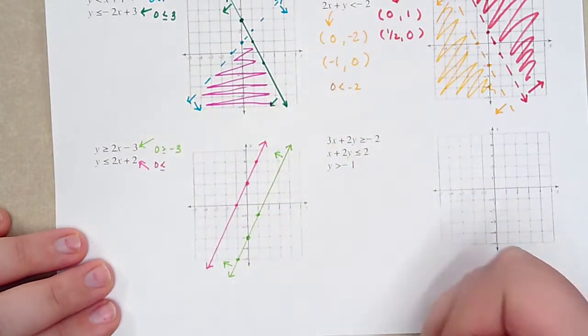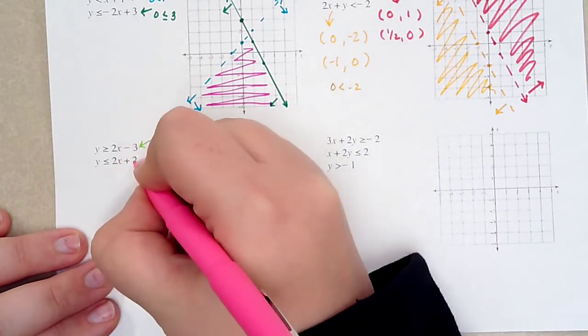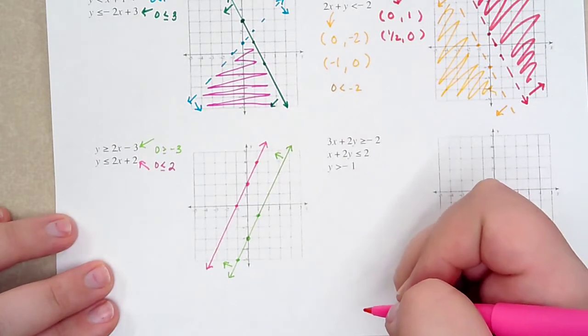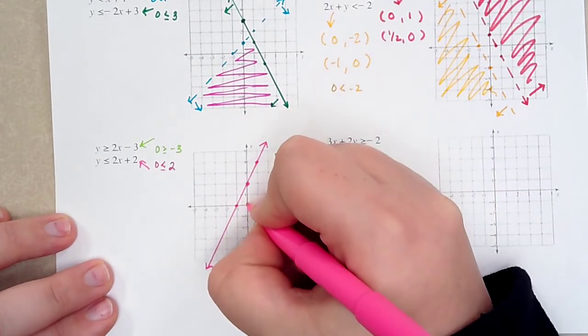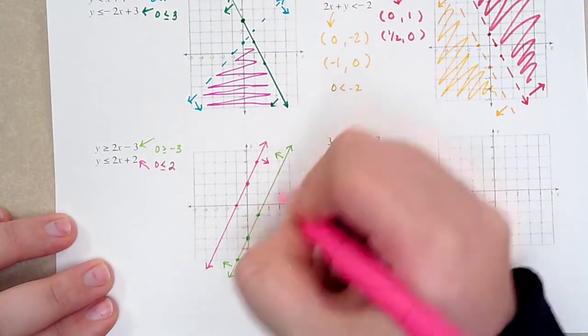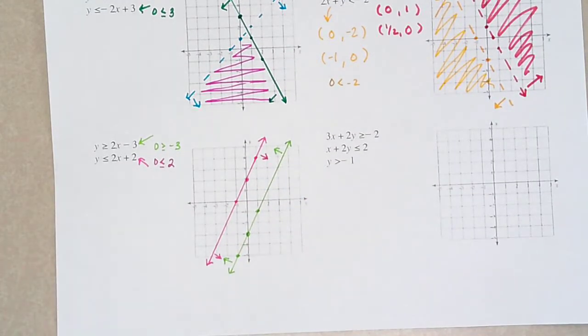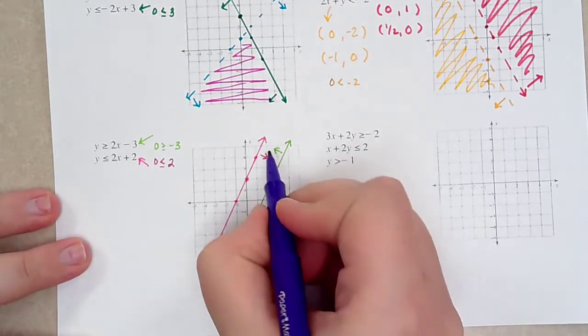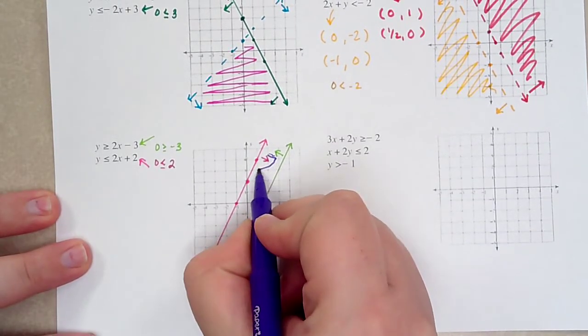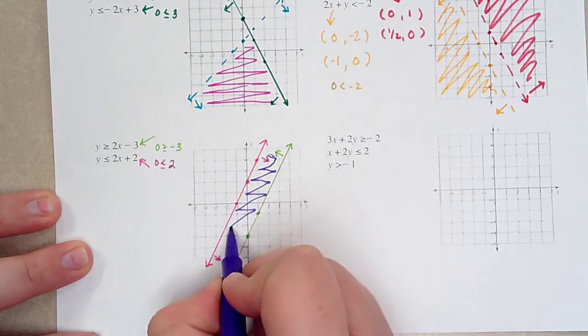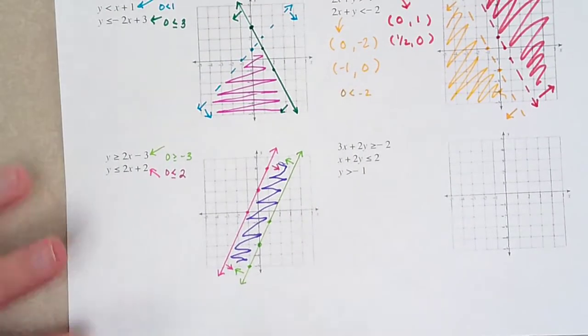0 is less than or equal to 0 plus 2. 0 is less than 2, so I'm going to shade towards that origin. I draw my arrows to show where I'm going. And then I only shade in this case where they overlap because they don't face away from each other. So right in here is where both of them work.